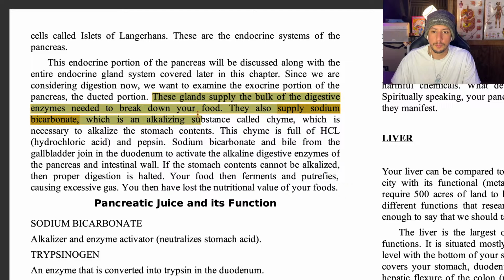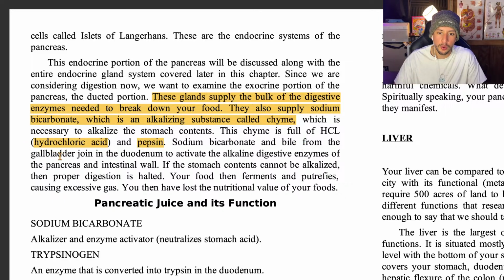Let's highlight all this, which is actually pretty badass. Called chyme. So, chyme is like a general word for alkalizing substance, which is necessary to alkalize the stomach's contents. This chyme is full of HCl, aka hydrochloric acid, and pepsin. Sodium bicarbonate and bile from the gallbladder join the duodenum and activate the alkaline digestive enzymes of the pancreas and intestinal wall. So, the gallbladder has a big job in making the connection here.